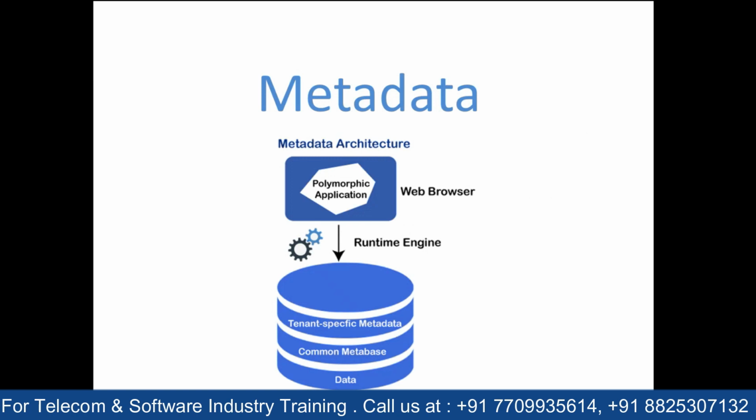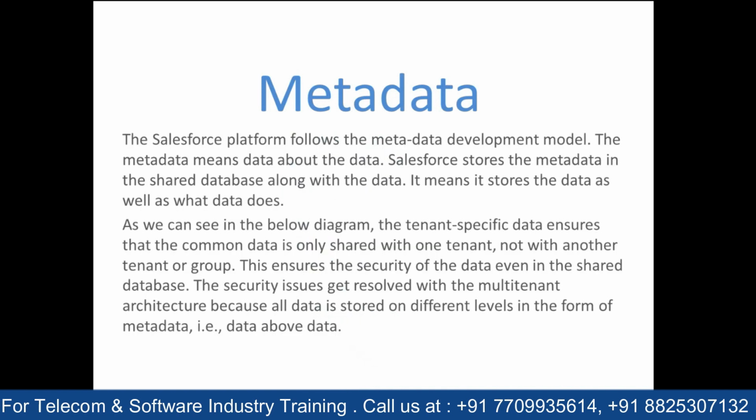First we have a polymorphic application on the web browser that is going to run. You will get tenant specific metadata, you will get common metadata, and then you will get data here. The tenant specific data ensures that the common data is only shared with one tenant, not with another tenant or group. This ensures the security of data. Even in the shared database, the security issues are resolved with the multi-tenant architecture because all data is stored on different levels in the form of metadata.